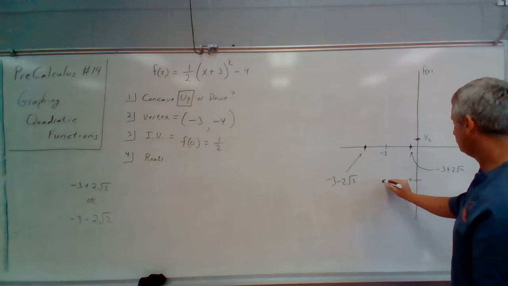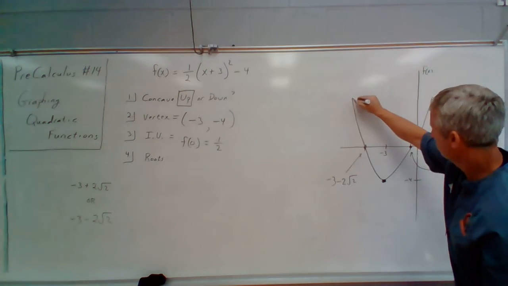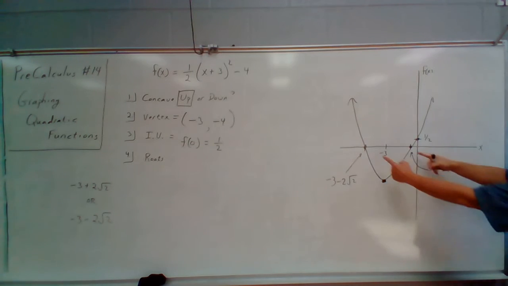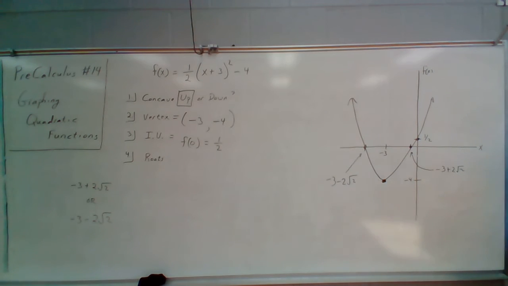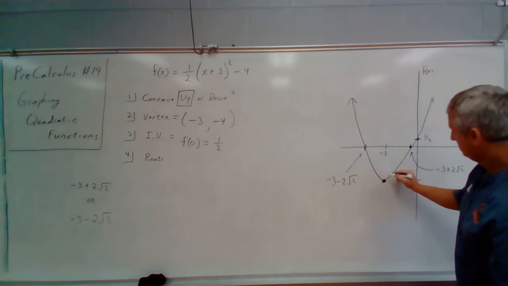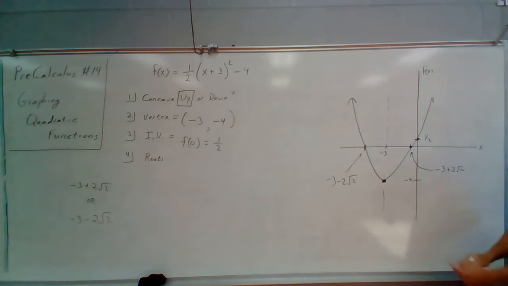Okay, so then my parabola looks like this. And we have it graphed. We have the vertex, the 2 roots, and the initial value, which are the important points that I always want you to graph. Make sure you understand that the parabola should be symmetrical around this axis of symmetry.